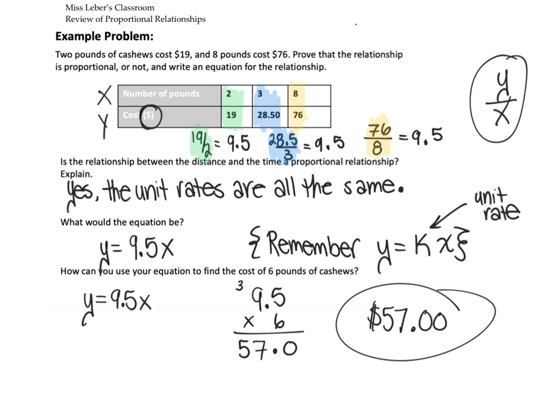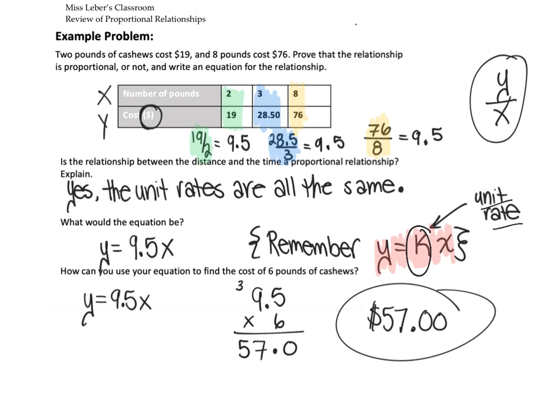So yes, it's proportional because all of the unit rates are the same. Then it asks, what would the equation be? Well, I asked you over here on the side to remember that if I go ahead and highlight this here, remember that y equals kx. That was on that first screen. Remember, this k right here is our constant of proportionality, aka our unit rate. So if it ever asks for an equation, just find the unit rate, and then it's y equals that number x.